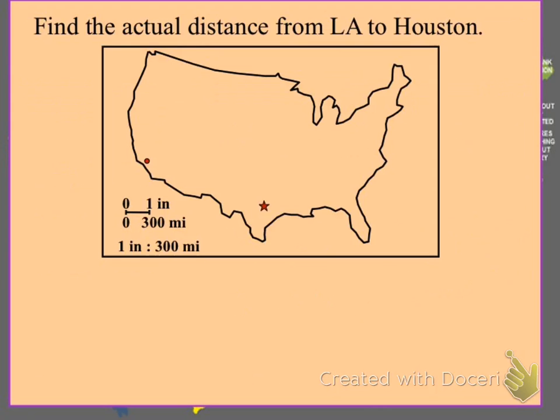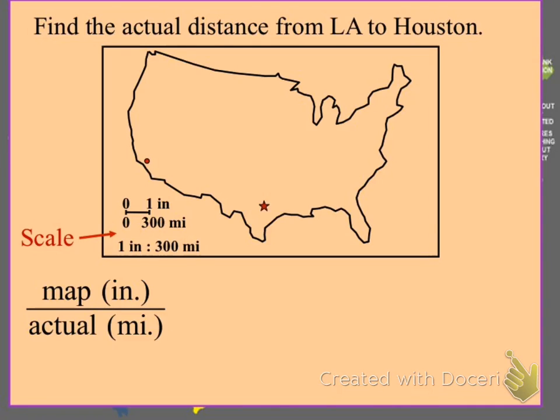Let's look at another example. We're going to find the actual distance from LA to Houston. LA is the dot, Houston is the star. We can see the map scale given right here. So 1 inch is equal to 300 miles actual. So if we set up the ratio so that we always do the map dimension that we measure in inches to the actual, which is in miles, we could then use a ruler, or I know in geography I think you guys took a piece of paper and lined it up with the scale that they show right here.